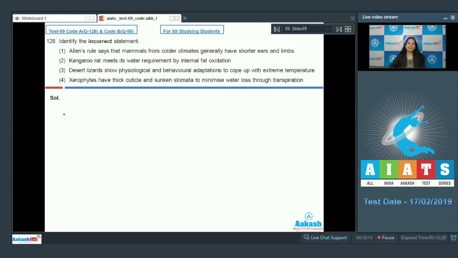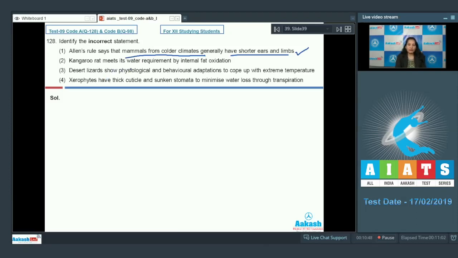So, which statement is incorrect? Allen's rule says that the mammals from the colder climates have shorter ears and limbs. It is true. Why? Because in colder climates, one has to conserve the heat. There should be no heat loss. So, the mammals have shorter ears and limbs so that heat loss can be minimized.